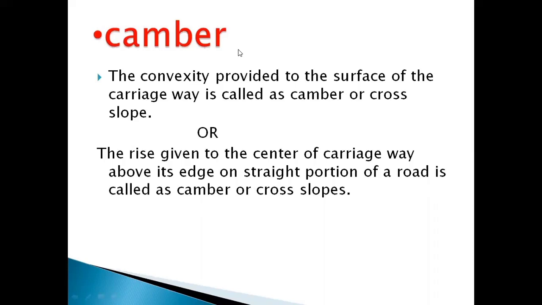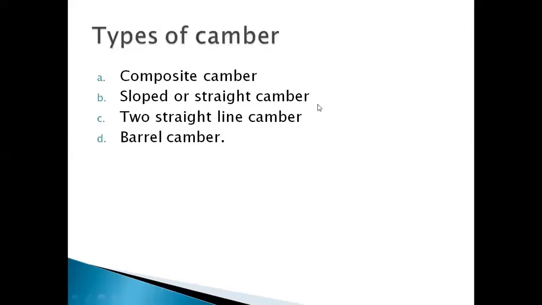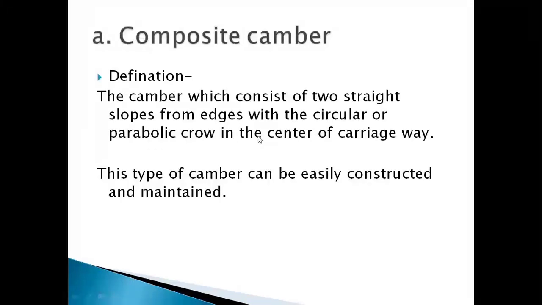Now we can see the types of camber. There are four types of camber. First is composite camber, second is sloped or straight camber, third is two straight line camber, and fourth is barrel camber. Now see, first composite camber.